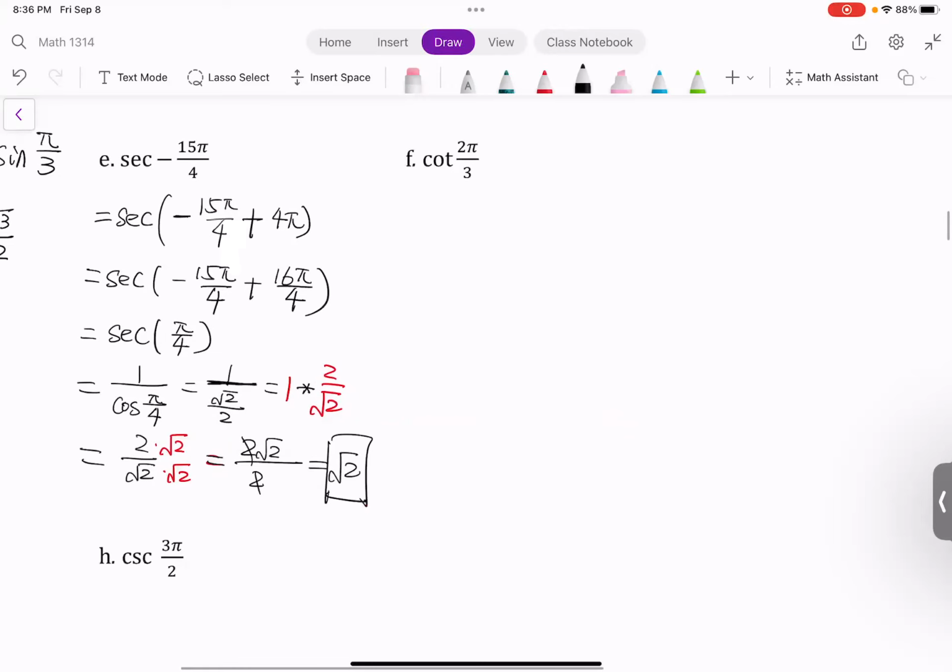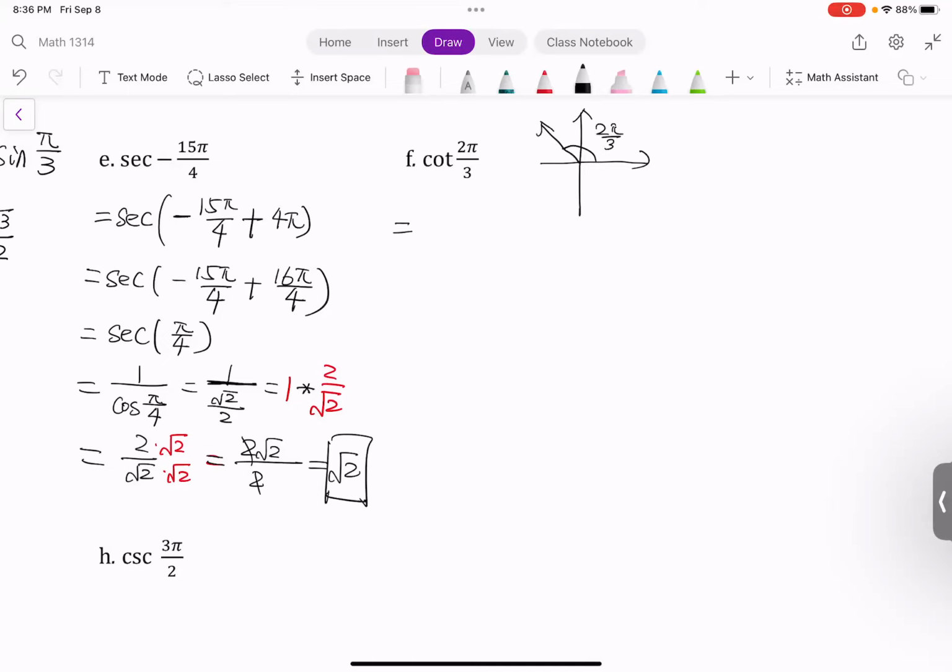Let's see the next one, cotangent 2 pi over 3. Where is 2 pi over 3? 2 pi over 3 is in the second quadrant, because from here to here is 1 pi. Then we divide the pi into 3 parts. So this is 2 pi over 3, and this is pi over 3. Okay, this is 2 pi over 3.